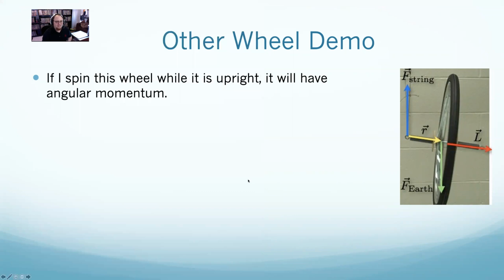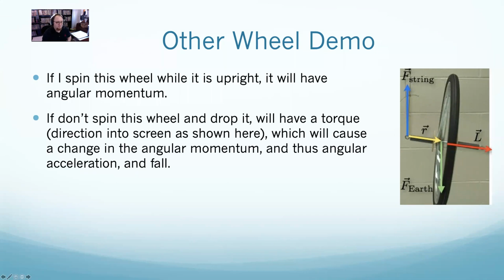The reason it goes downwards is that it has torque. What's happening is gravity is going to act on the center of the wheel. That gravity is acting a distance away from the pivot point, where the string is attached, and that torque is going to cause it to spin down.